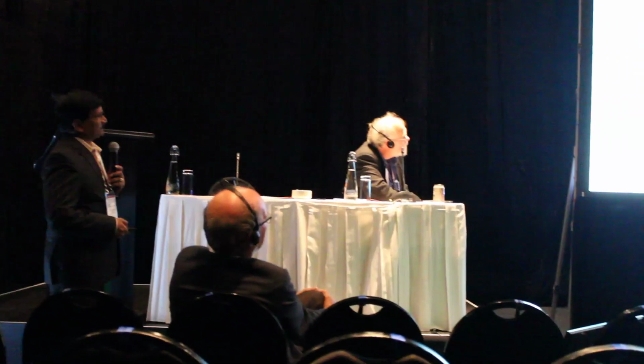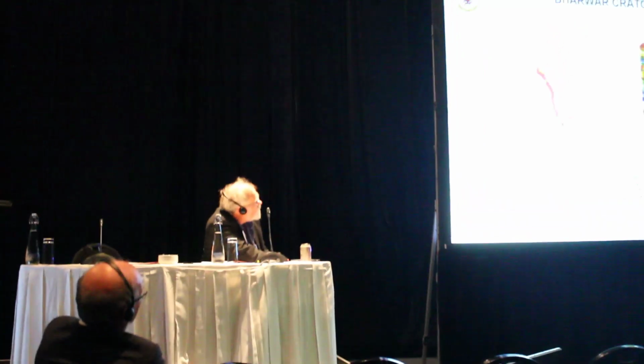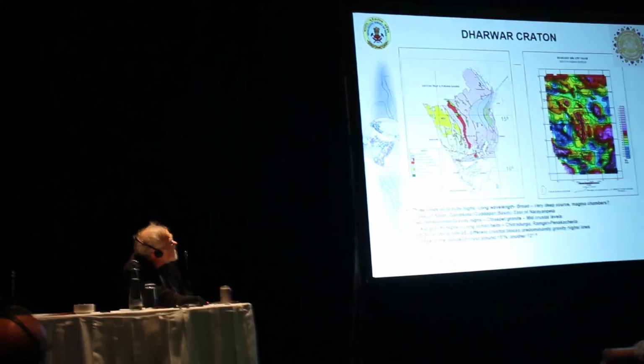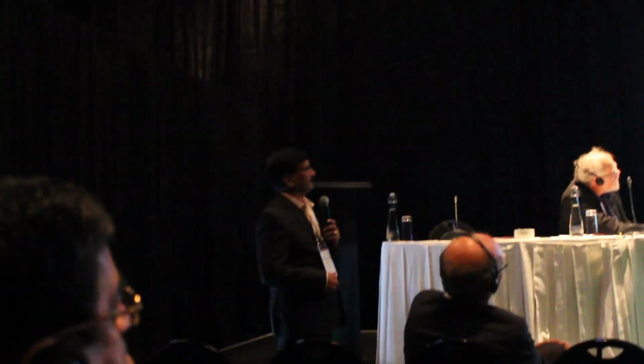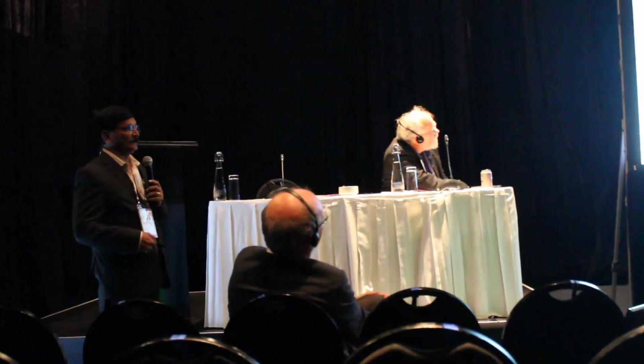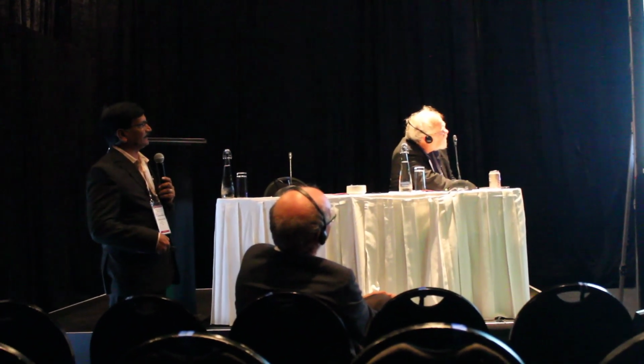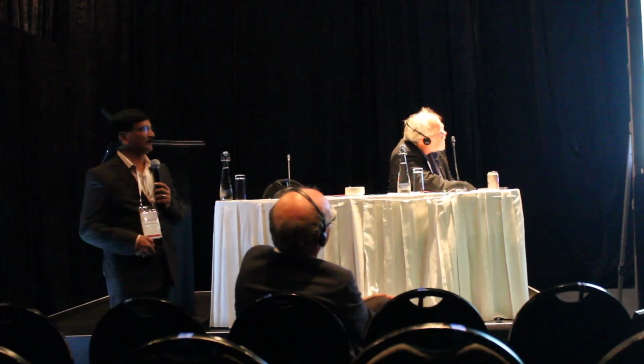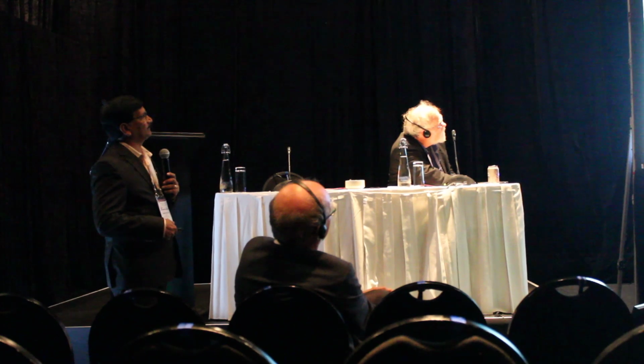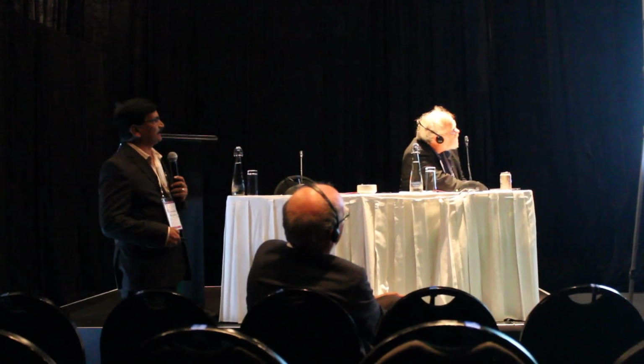The first one is the Dharwar Craton. This is the most important geological domain in the southern Indian shield area, and it has a definite boundary with the Charnockitic region of the southern granulite terrain in the south, and in the east it has the Eastern Ghats mobile belt, and it is in the periphery of the major igneous province of India, that is the Deccan Volcanic Province.